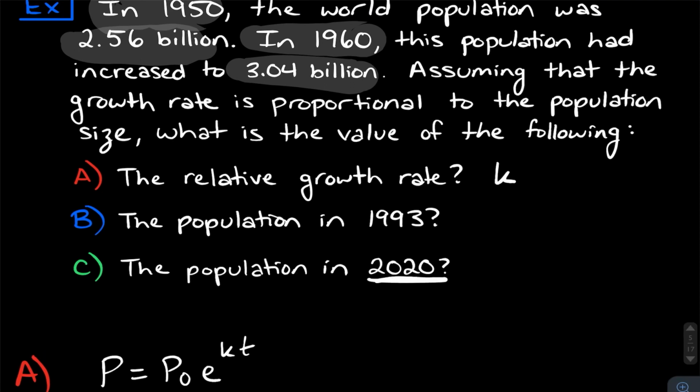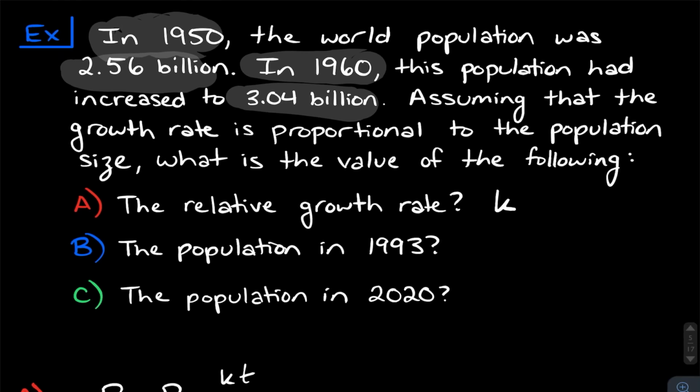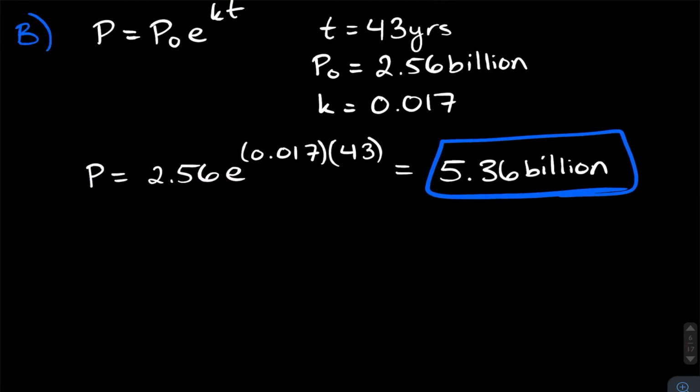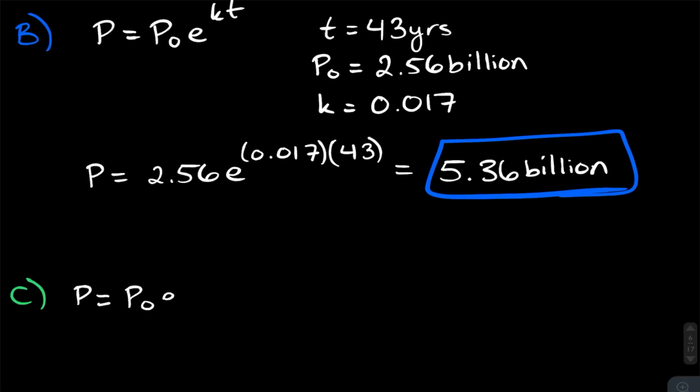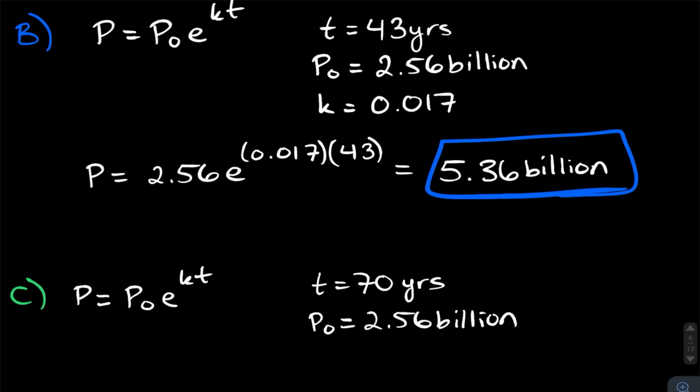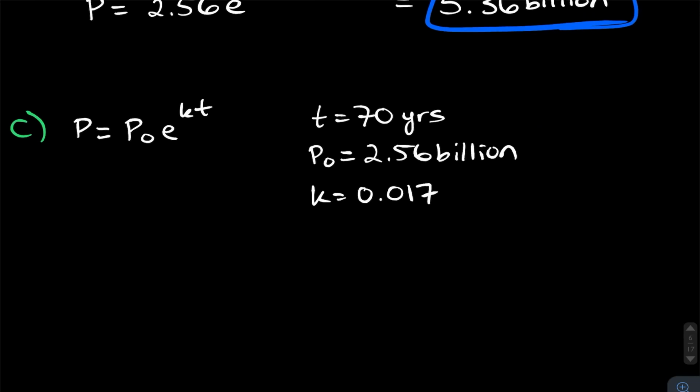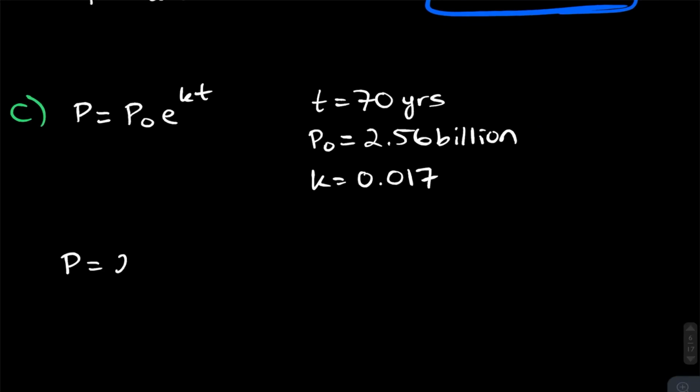Let's keep going here. All we're going to do now is, instead of plugging in t equals 43, we're going to plug in how many years are between 2020 and 1950, right? And that would be 70. So we do the exact same thing again. We write down all our information that we need to plug in here, and we just go ahead and go for it. So we do p equals 2.56 e to the 0.017 times our time of 70 years. And that gives us a grand total of 8.52 billion.